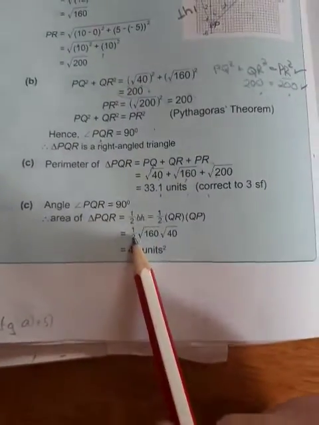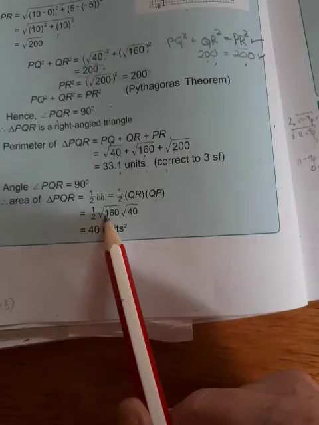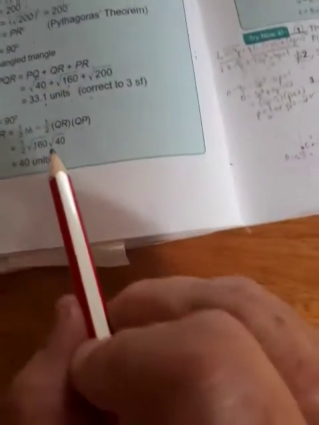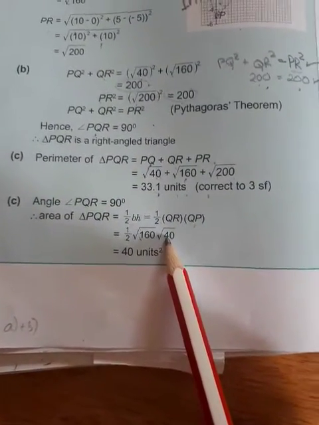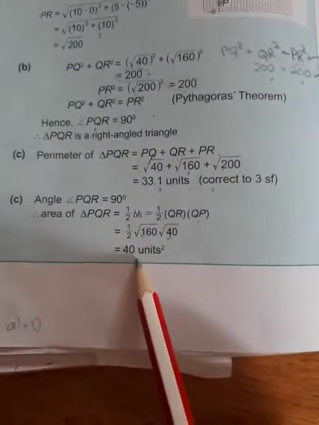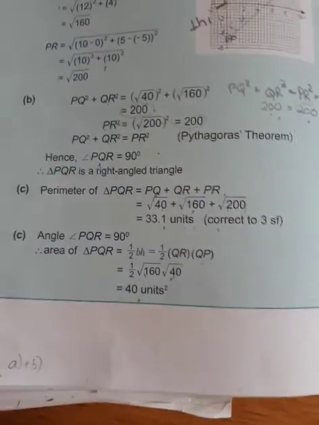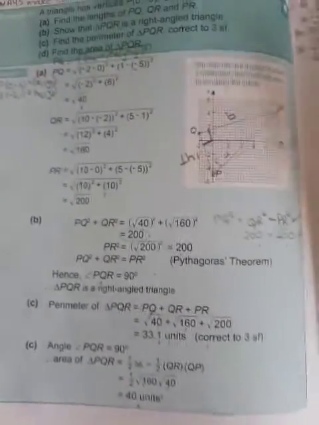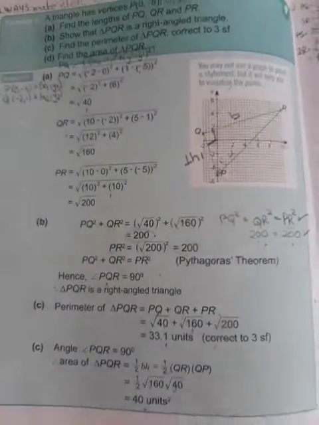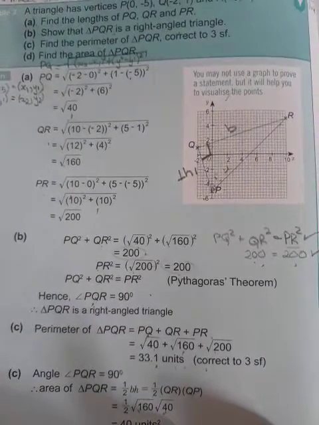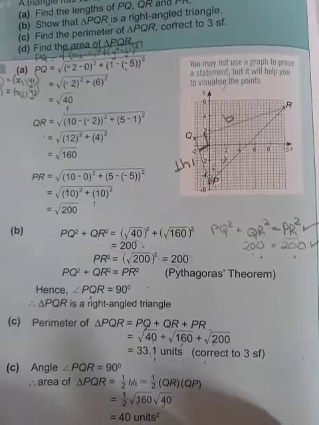Okay, and again, you've got the half. Use the answer to QR, which is the square root of 160, right? Times QP, which is the square root of 40. And again, put this into your calculator, and you will get an answer of 40 units squared. Okay, so this is a very nice example where it shows you where in coordinate geometry the algebra and the geometry part fit together.